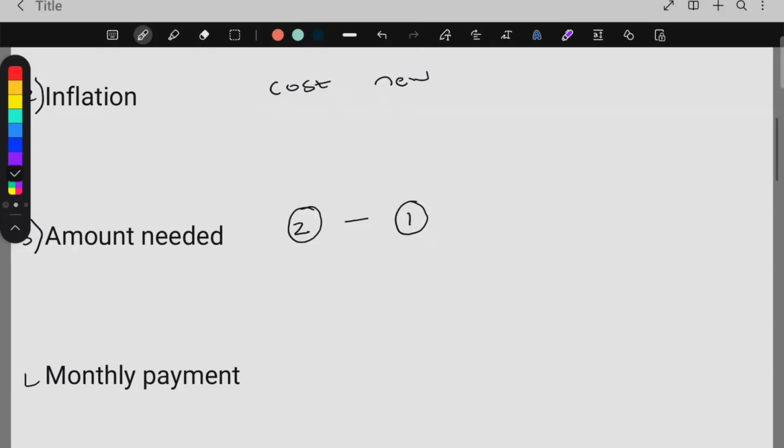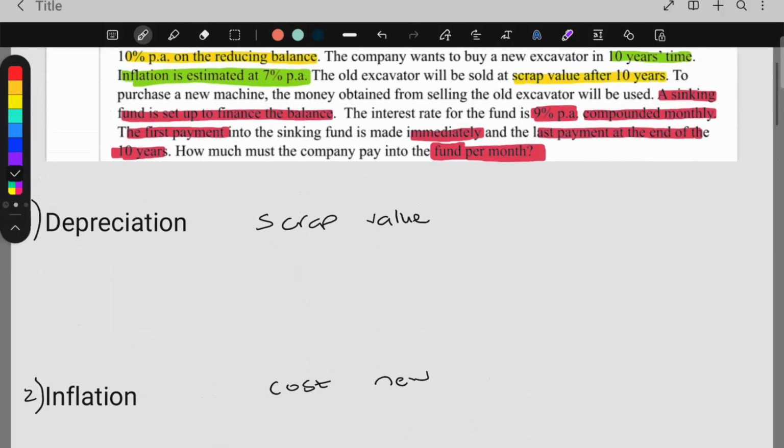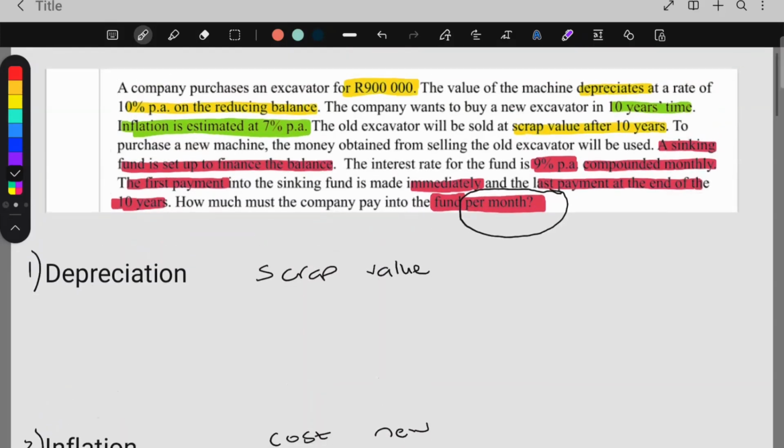And then to work out our monthly payment, we're going to use the FV formula. Why? Because this is a savings account and we are going to make monthly payments. So they are regular payments. So we're going to use the FV formula to calculate what the monthly payment is. Okay, so let's start. Depreciation, I highlighted with yellow.